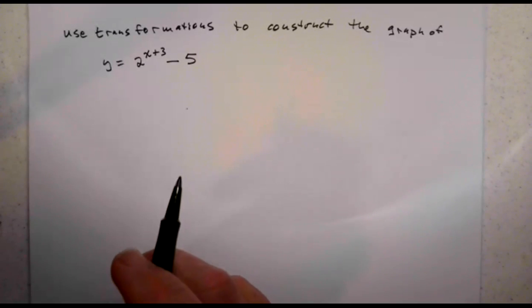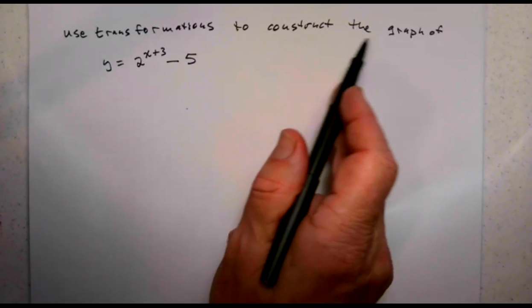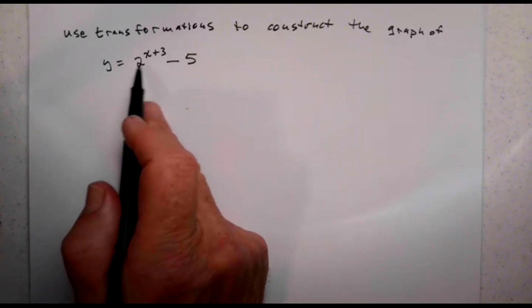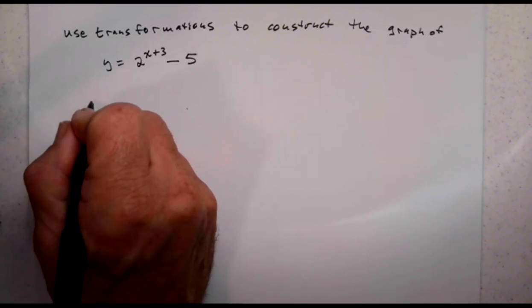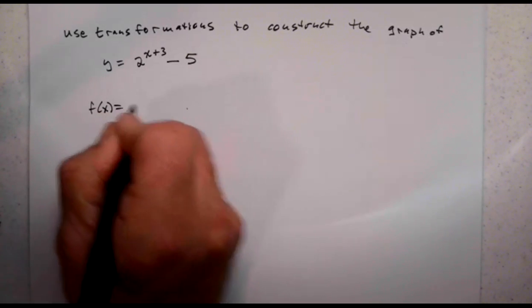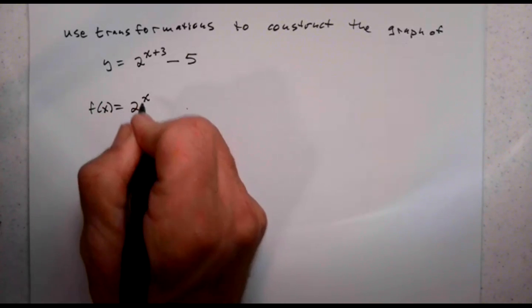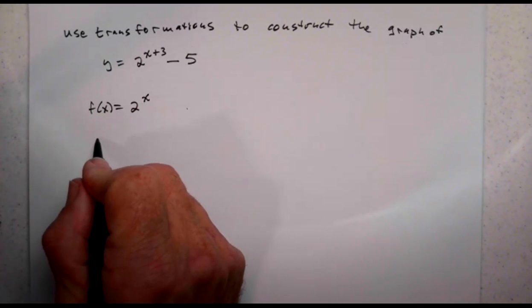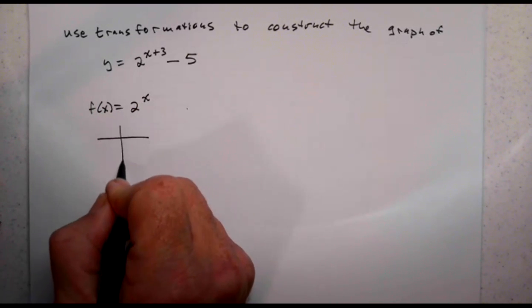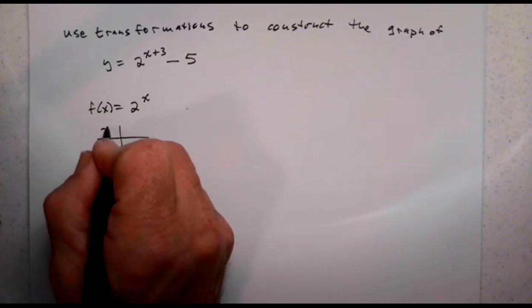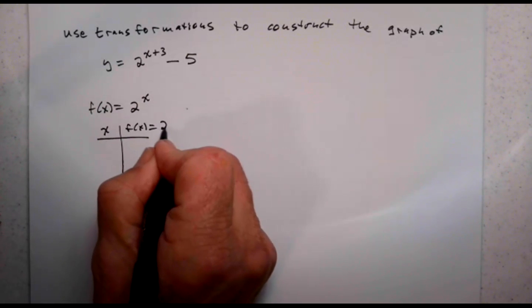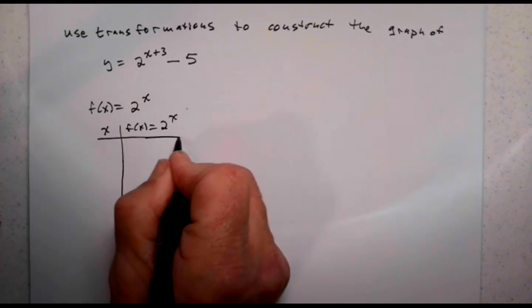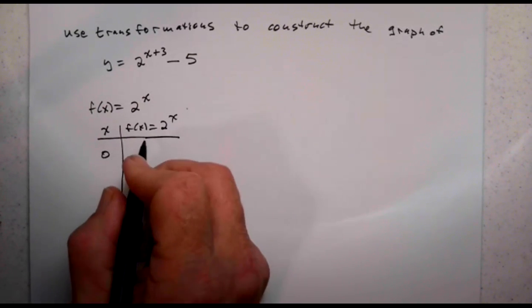This question asks us to use transformations to construct the graph of y equals 2 to the x plus 3 minus 5. So I'm going to start with f of x equals 2 to the x. This is the foundation of this. And we're going to go ahead and move things around, shifting them to the left and down. So we'll start with x.